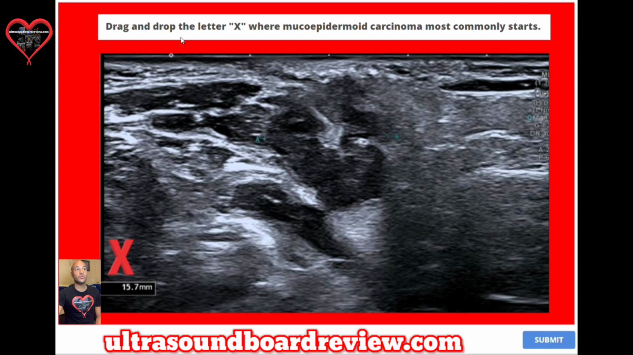Question 102. Drag and drop the letter X where mucoepidermoid carcinoma most commonly starts. So where would you put this X? This type of carcinoma typically starts growing in the parotid gland, and the parotid gland is right here. So you'll just place your X right there.